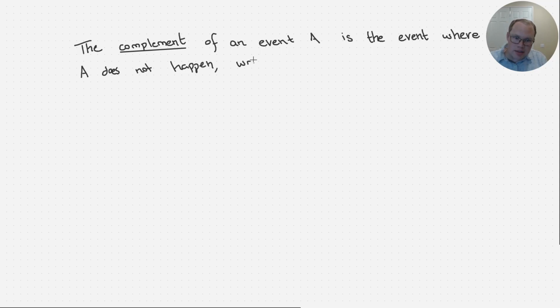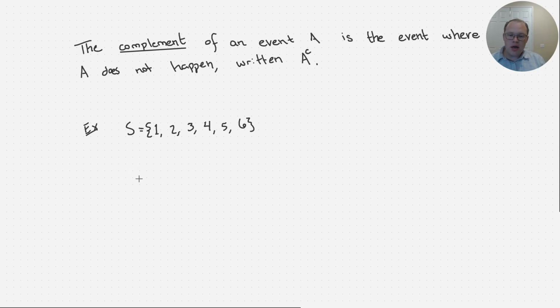And we write this as A with a little c like an exponent. That's A complement. Okay, so just a brief example to understand what's going on here. Say we're rolling a die. The sample space is 1, 2, 3, 4, 5, 6. If you're rolling a standard six-sided die, that's what you can roll. Those are the possible outcomes.